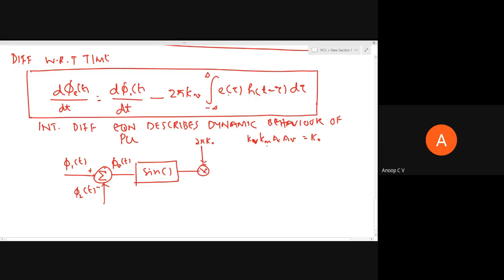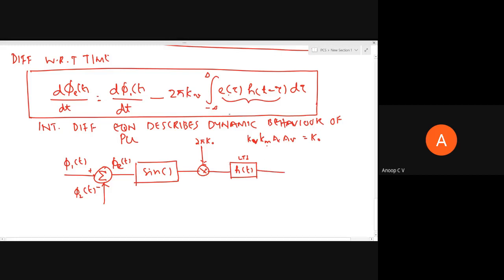Sine phi e of t into 2 pi K naught. That will be equal to E of tau, right? So then what actually is this? This is a convolution integral, right? Which means E of t, if I pass through an LTI system with impulse response h of t, this integral is satisfied, right? This integral will be satisfied.